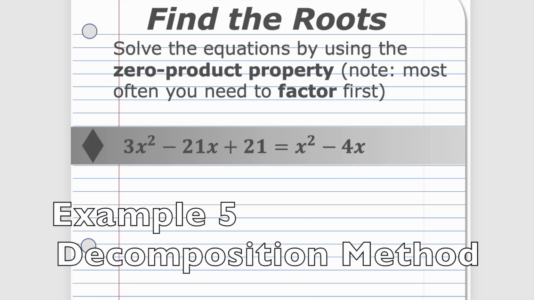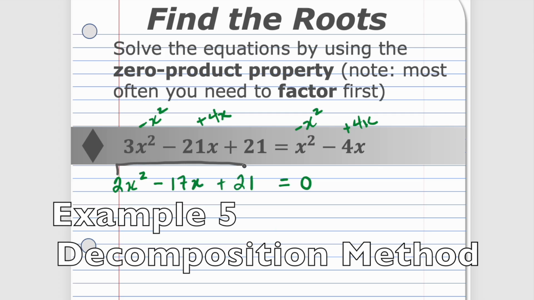This one needs a little bit of work. We need to make sure everything equals 0. We're going to subtract x squared and add 4x. We'll have 2x squared minus 17x plus 21 is equal to 0.